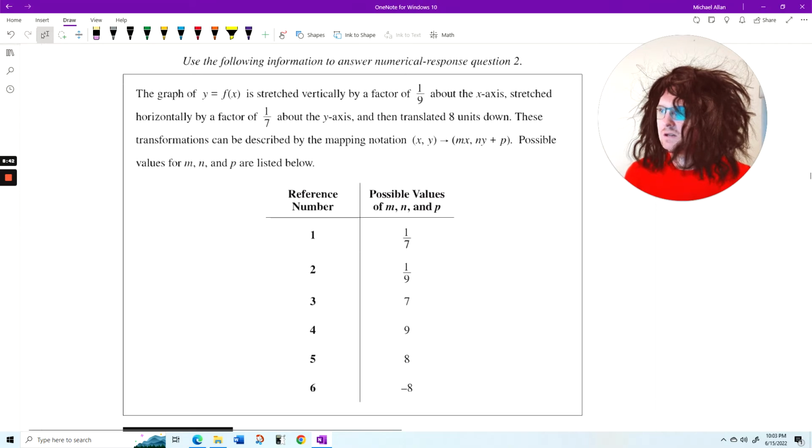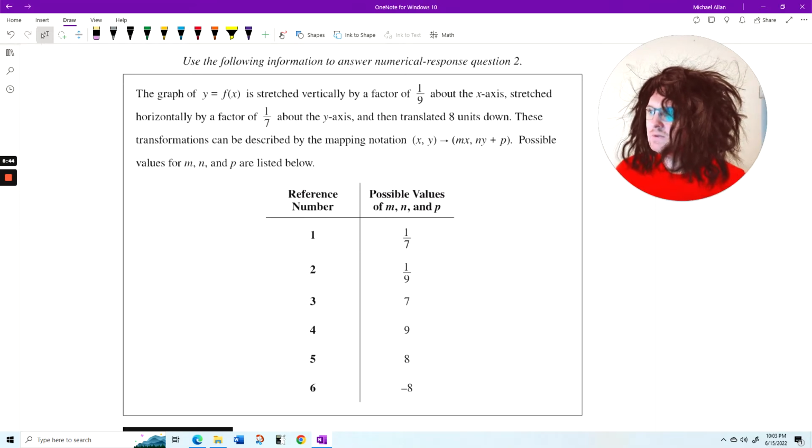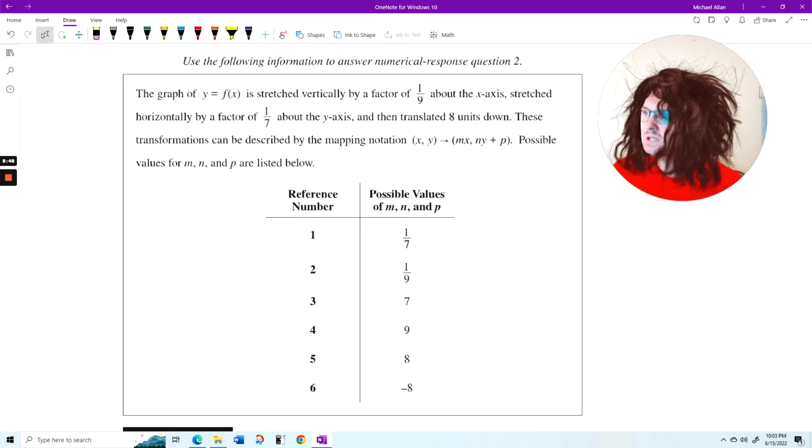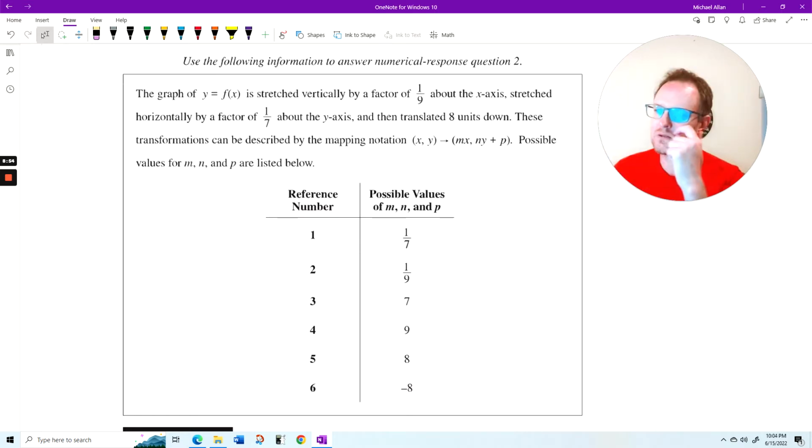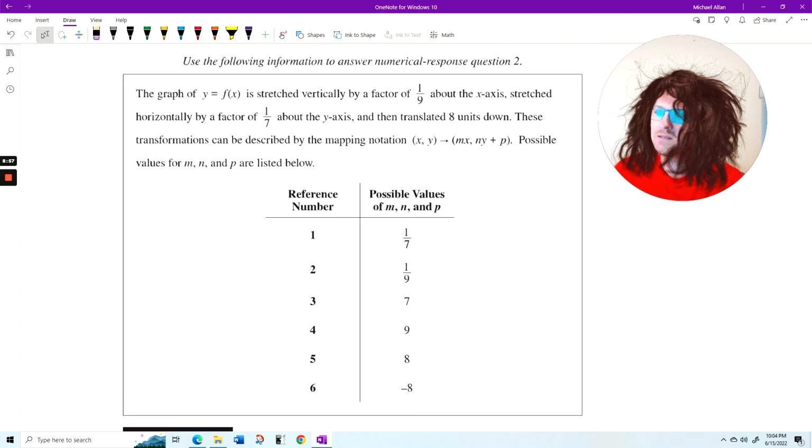Okay, so we stretch vertically here. If we take a graph and stretch it vertically by a factor of 9, stretch it horizontally by a factor of 7 about the y-axis, and then translate it 7 units down. So they didn't need to use the horizontal, vertical translation there. I'm not happy with that.